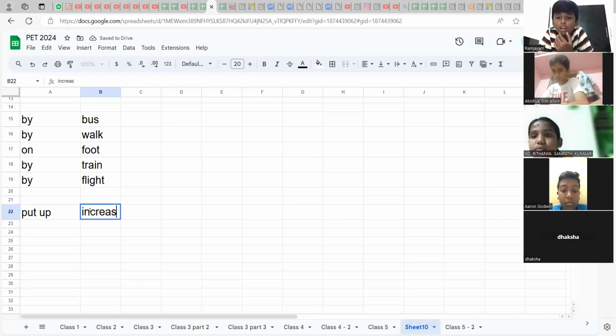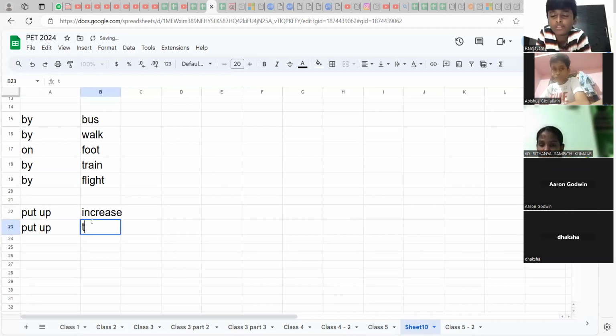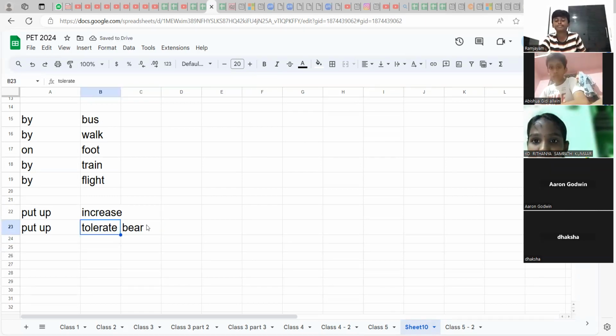Put up the legs. Another put up is, can you put up with him? Can you tolerate? Ramcham, do you know the meaning of tolerate? Can you handle it like that, sir? Can you bear it? Bear? Animal is also bad, tolerate is also bad.